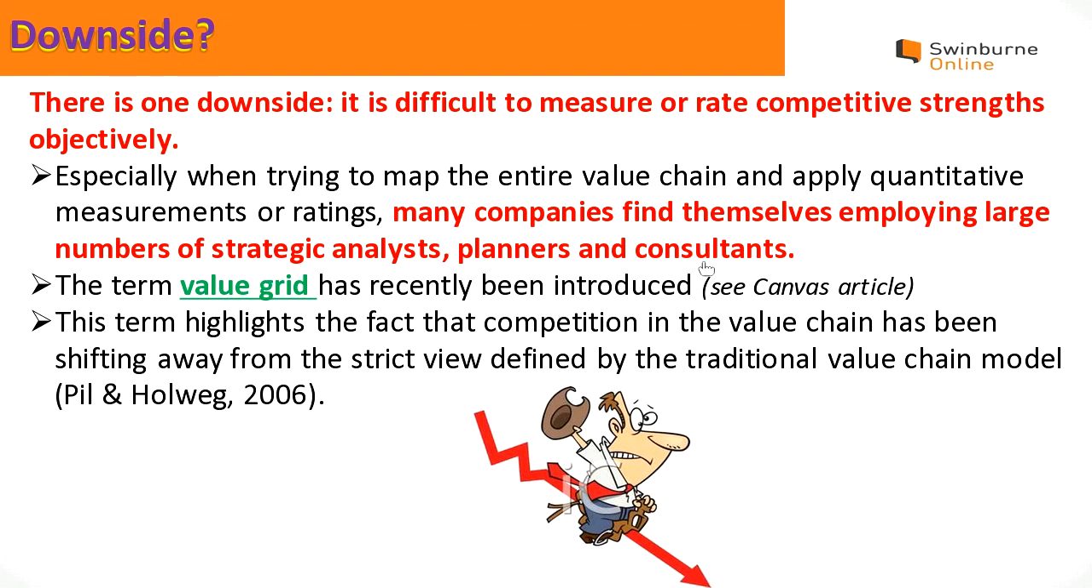And to compensate for some of these issues, there's a term called value grid, and this has been introduced recently. I have actually put quite a good article on it in Canvas under the general info link toward the top. So that might be worth having a look at if you're interested. But the value grid, instead of having a linear value chain, tends to look at a multi-dimensional value chain with every part affecting every other part, which is kind of nice, a more holistic view. So that's been the evolution of the value chain. And this is part of this shifting away from the strict view of the traditional chain.